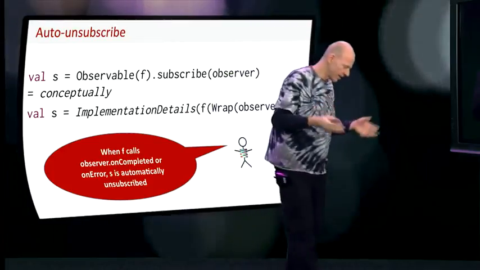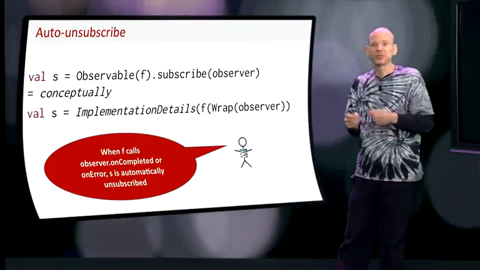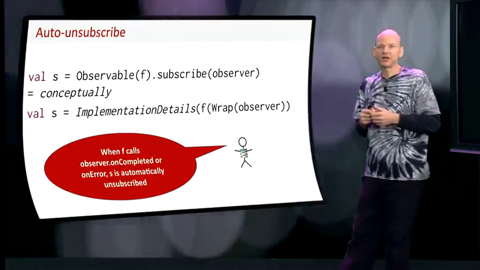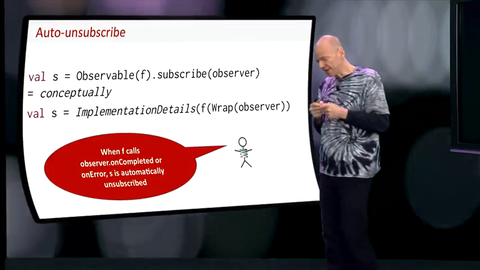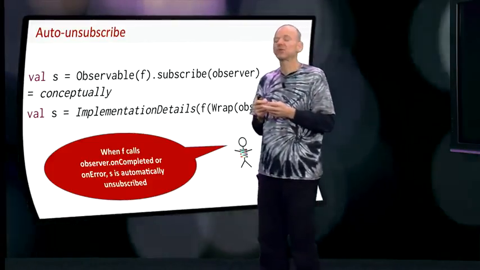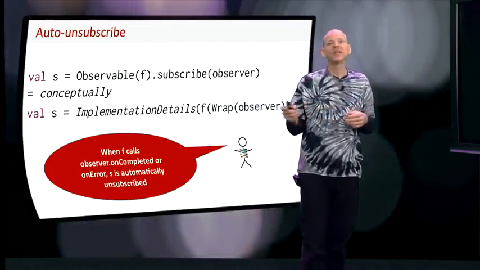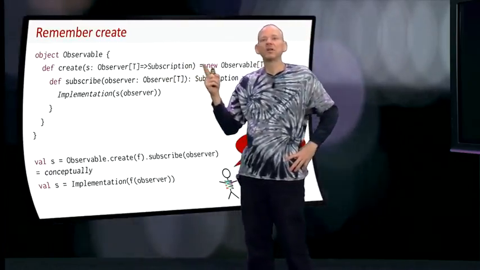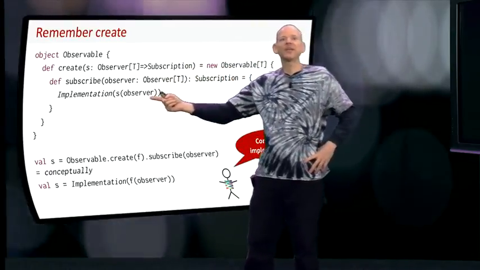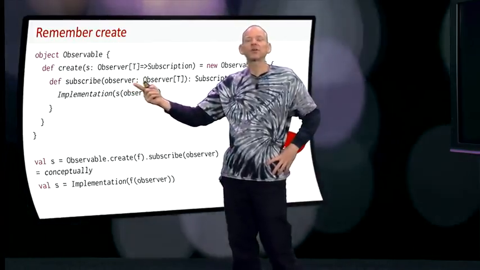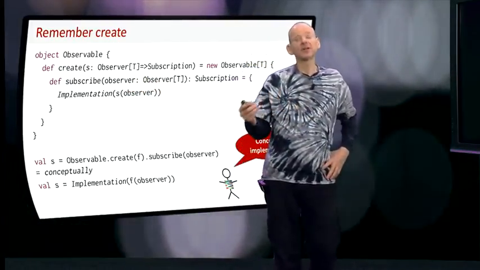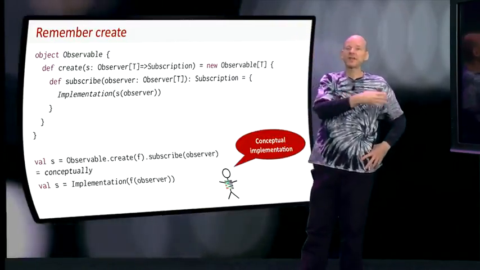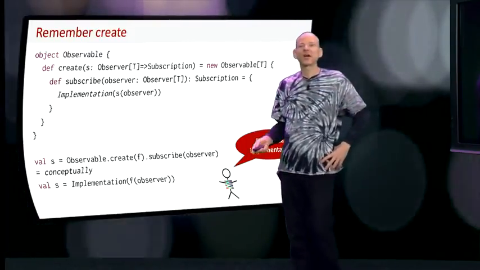I've mentioned this word several times, so let's look at one thing. One thing is the behavior of the subscription that you get out of subscribe. And in Rx, we implement the so-called auto-unsubscribe behavior. That means that if you call onCompleted or onError on the subscriber that gets passed in, the subscription that gets handed out is automatically unsubscribed.